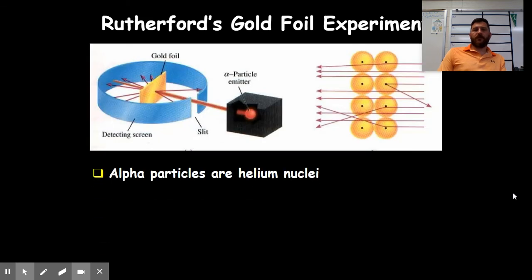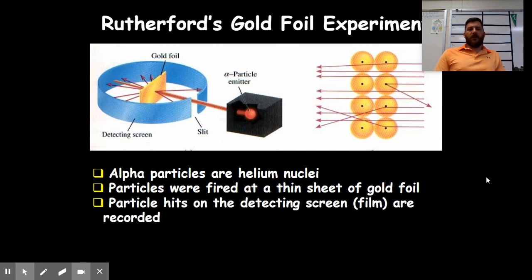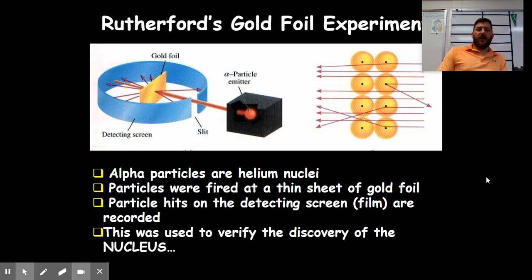So Rutherford did what's called a gold foil experiment. His alpha particles, which were helium particles, were fired at a thin sheet of gold foil. The particles hit a detecting screen, and then he recorded the images. Rutherford gets credit for discovering what's called the nucleus of the atom.